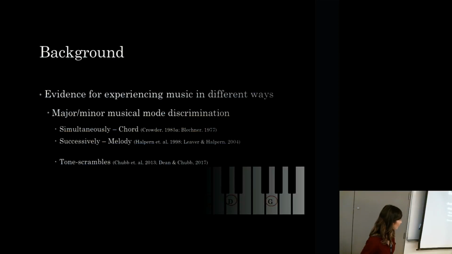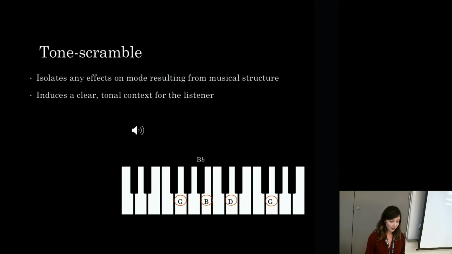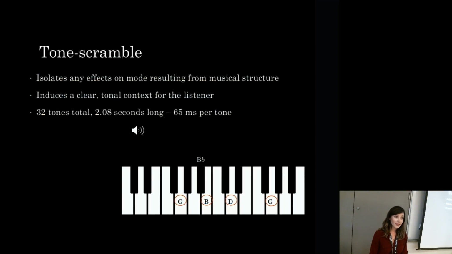So, what is a tone scramble? A tone scramble is a type of musical stimulus that isolates any effects on mode that result from musical structure, such as rhythm or timbre. It induces a clear tonal context for the listener, and it comprises 32 tones in total, totaling 2.08 seconds long, and therefore each individual tone is 65 milliseconds in duration.